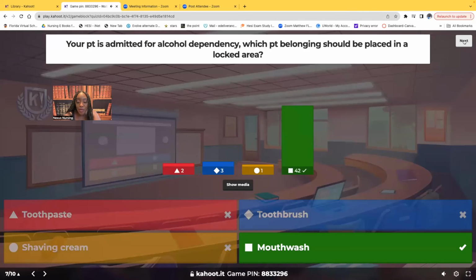Very good. Mouthwash. Why? Mouthwash contains what? Alcohol. And so if they have alcohol dependency and we're trying to treat them for that, we want them to stay away from alcohol. Very good.